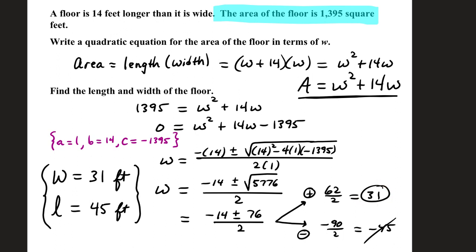Now, when you add 14 to that, you get 45. So over here at your lower left corner, the width is 31. Add 14, that tells us the length has to be 45. If you multiply these two numbers together, you will get 1395.